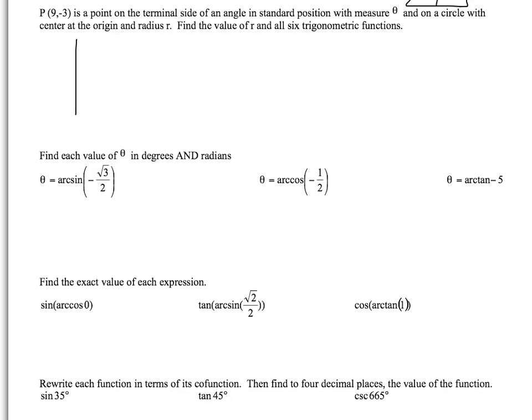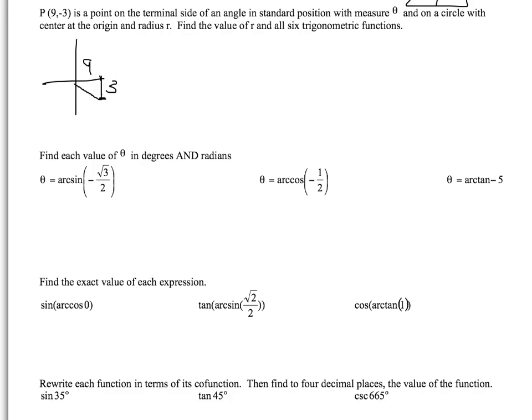So I'm just going to do a little sketch. The point 9, negative 3 is out in the fourth quadrant. From that point, you go directly either up or down to the x-axis, in this case up, and then diagonal to the origin. I'm going to label the sides of that triangle. The x distance on that triangle is 9, and the y distance is 3.